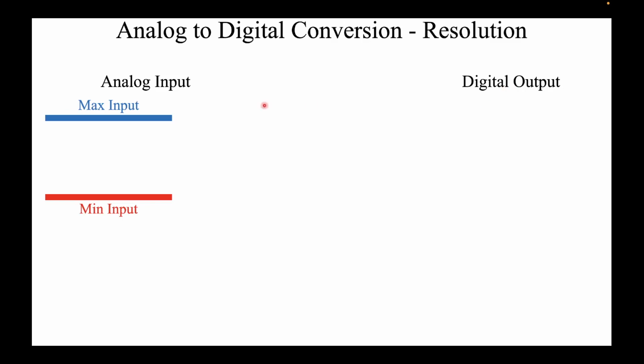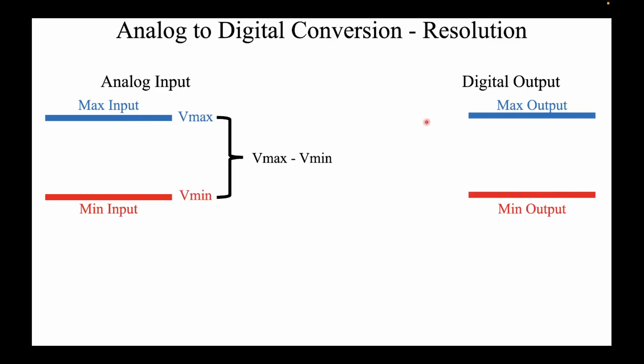First, as far as analog to digital conversion is concerned, what do we mean by resolution? So we have an analog input and we have a digital output. On the left side you can see the input. In the red line you have minimum and the blue is the maximum. Similarly, on the right side the red is the minimum and blue is the maximum. Let's say the voltage goes from Vmin to Vmax, so the difference will be Vmax minus Vmin between the input voltages. Similarly, the minimum output is 0.